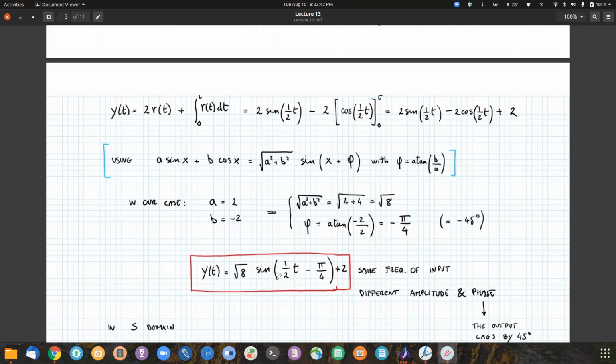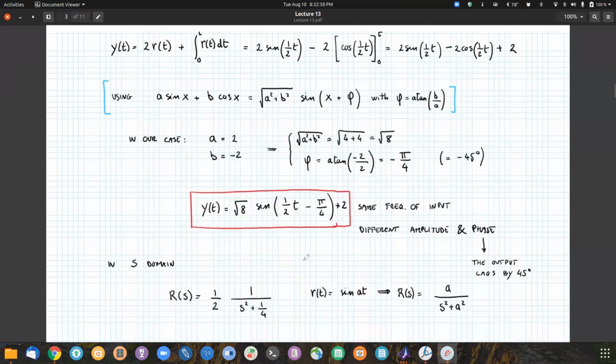So overall, the output can be written as a harmonic function, you see the sinusoidal, but the amplitude now is square root of 8, which is about 2.83. We have the same frequency, 1/2, but the output is lagging by 45 degrees with respect to the input. And we also have that the overall output is shifted by 2 with respect to the y-axis.